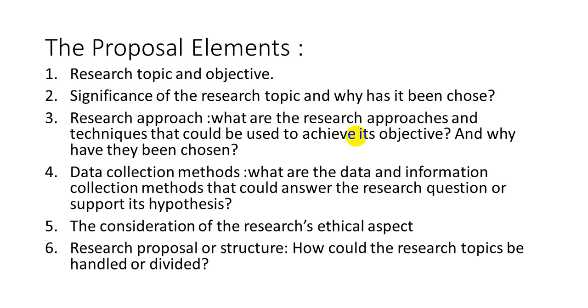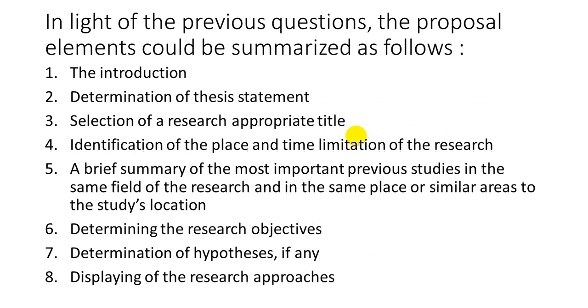Element number five, the consideration of the research ethical aspect. Number six, research proposal or structure. How could the research topic be handled or divided? In light of the previous questions, the proposal elements could be summarized as follows.